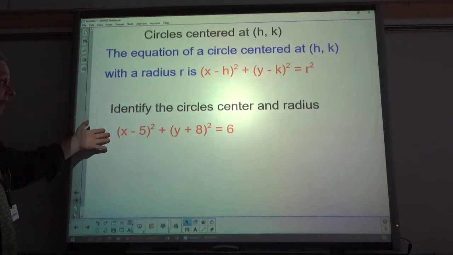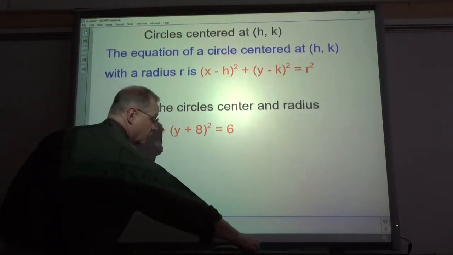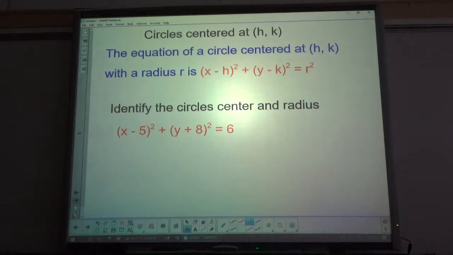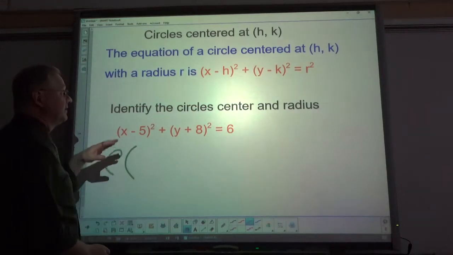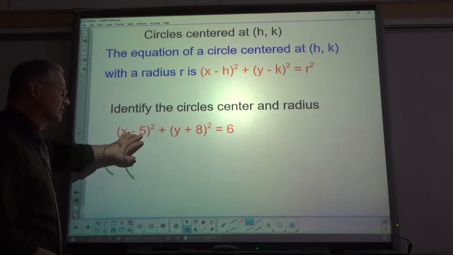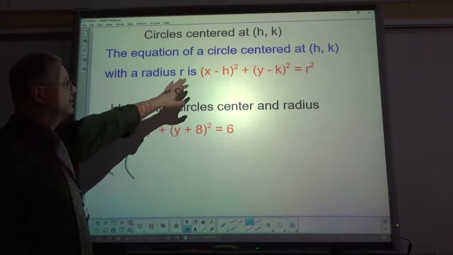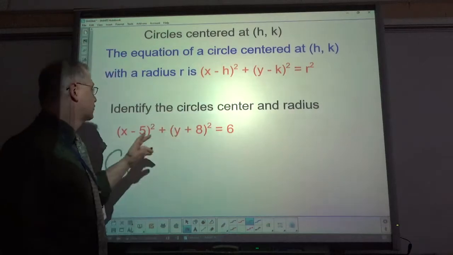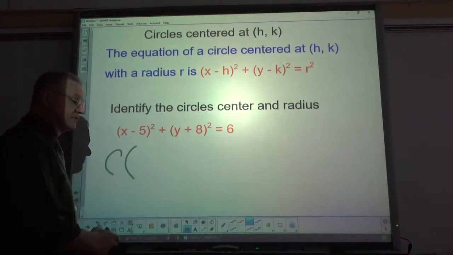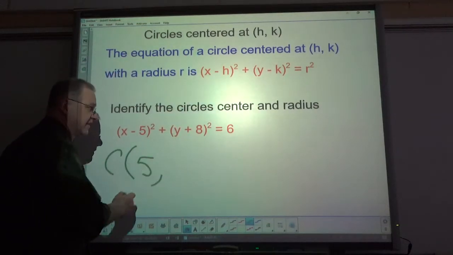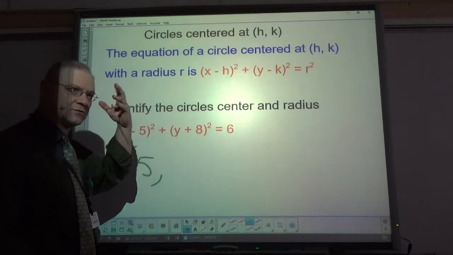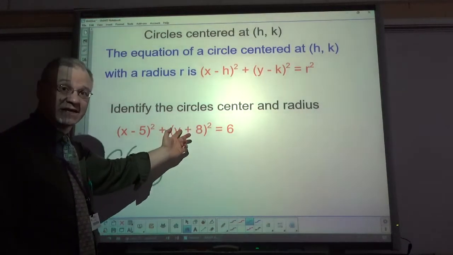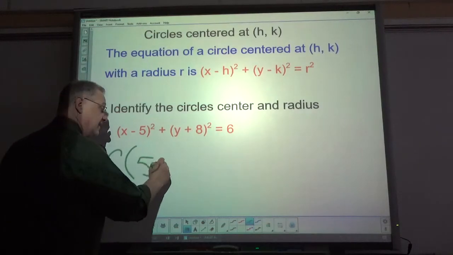And now I've got one like that. I want to know what the center and the radius are. Well, the center is going to be opposite what it looks like here, because it's minus the h. So what am I subtracting? I'm subtracting a positive 5. In this case, I'm adding, so if I had to think how I would subtract a negative, that's the same as adding a positive, so this is a negative 8.